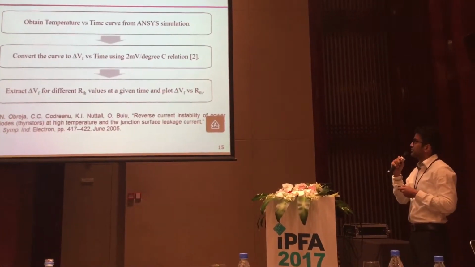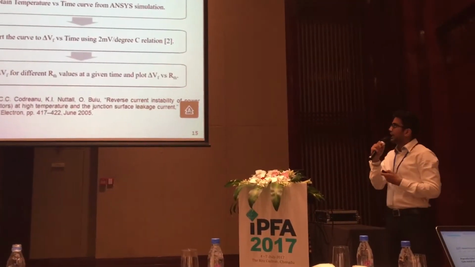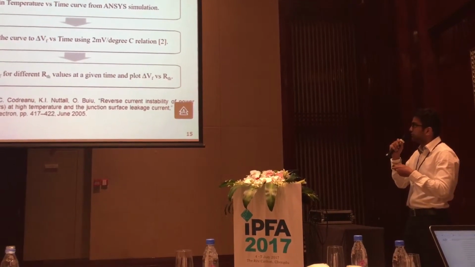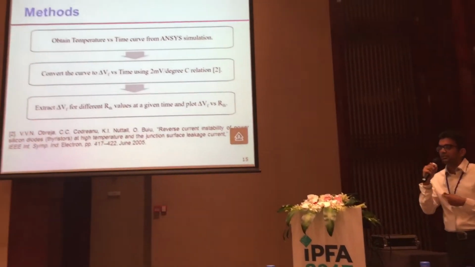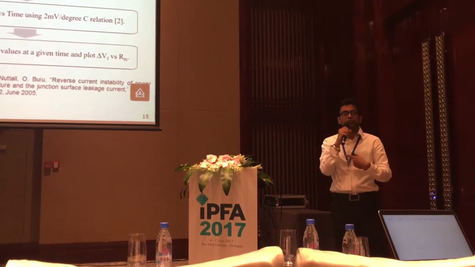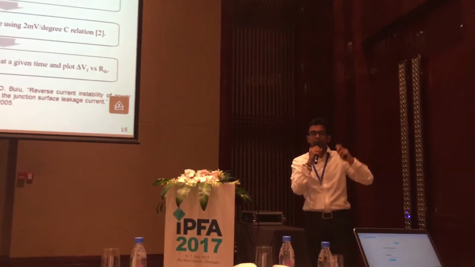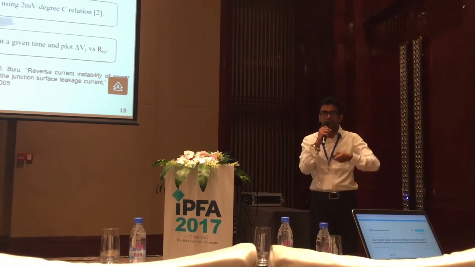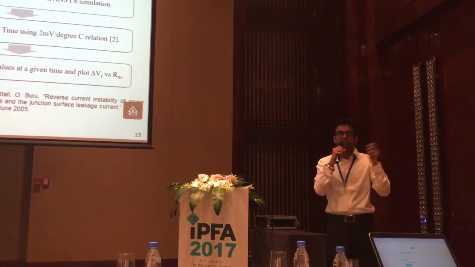We obtain the temperature versus time curve. This temperature versus time curve is a transient analysis. We obtain the curve in the ANSYS simulation, and then we use it to convert temperature versus time to del VF versus time. We use the classic 2 millivolt per degree Celsius relationship for silicon diodes. It's not exactly 2 millivolt in my experiment, because to be accurate, I first used the Mentor Graphics T3Ster equipment to find the relation. We first calibrate the particular diode for VF versus temperature, and then we find the slope of that curve.